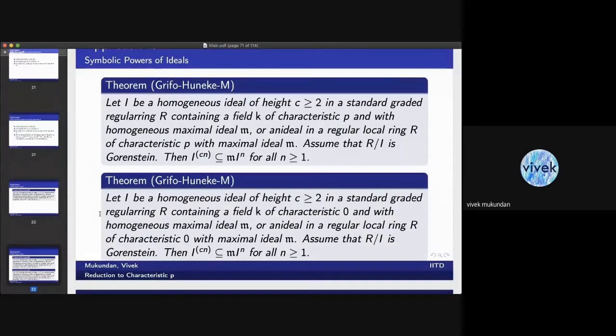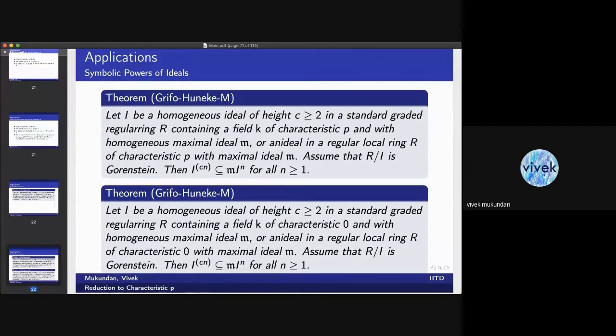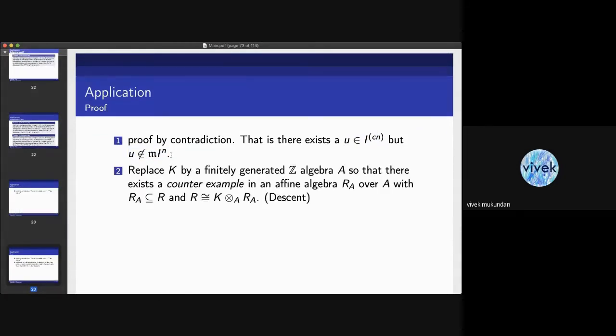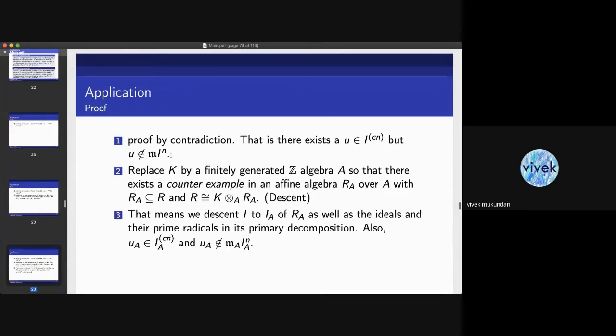The way to go about that is first construct your ring A. So first make sure that you have a contradiction. Suppose U is in the Cn symbolic power, but not in m I to the n. Do the first step of the descent, that is replacing K by a finitely generated Z-algebra A, and then send down your ideals, rings, and the primary decompositions and the prime ideals containing I. Then we descend I to I_A as well as the ideals and the prime radicals and prime decomposition.